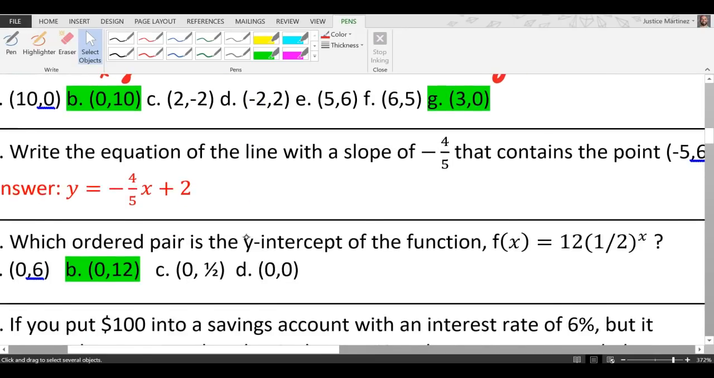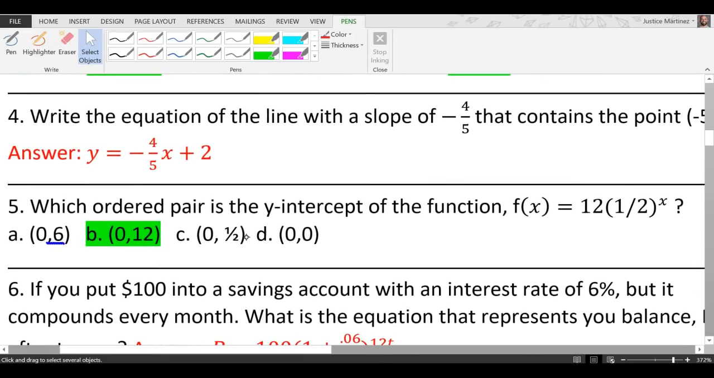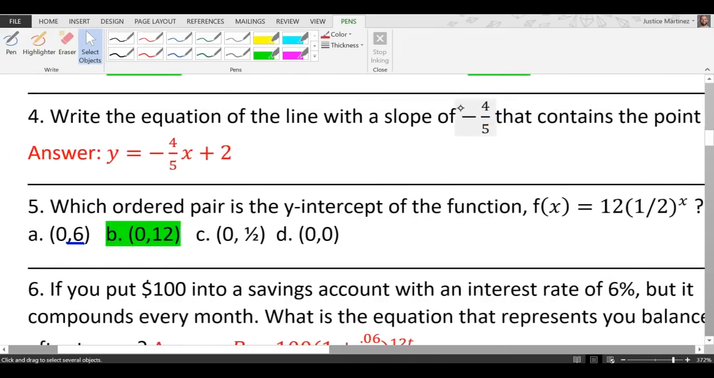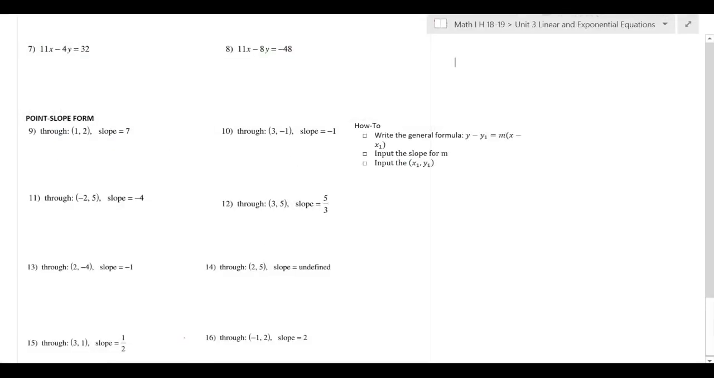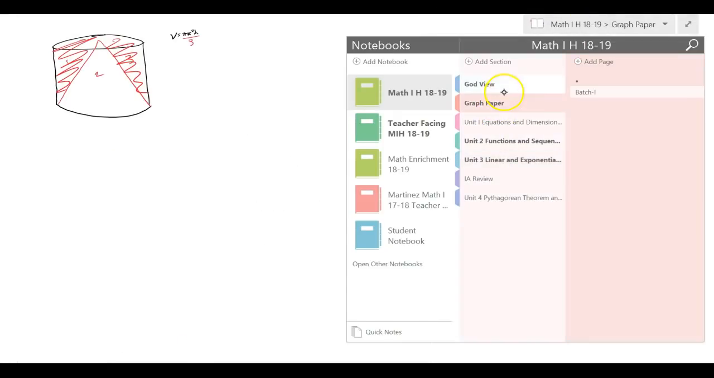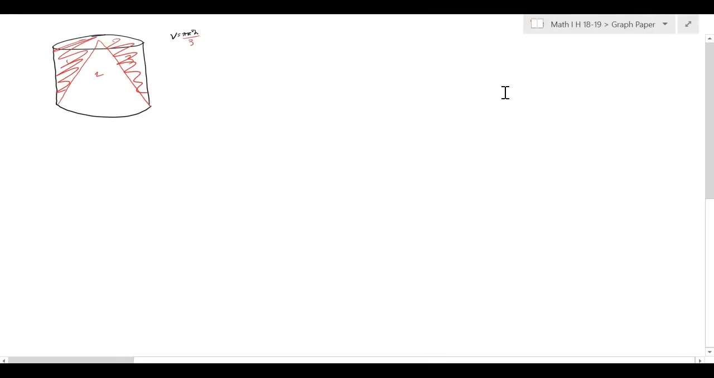I'm going to scroll down a little bit and write an equation for a line with a slope of -4 over 5 that contains the point -5, 6. Now, this is one that is killing us. So watch up here. It's going to be very, very simple. We can write y minus y sub 1 equals m times x minus x sub 1. We know that the slope it gave us was -4/5. We know also that the point it gave us, so the coordinate, was -5, 6.